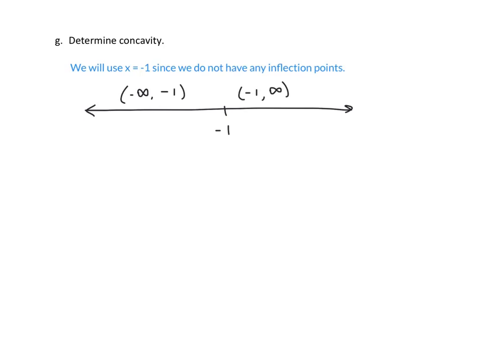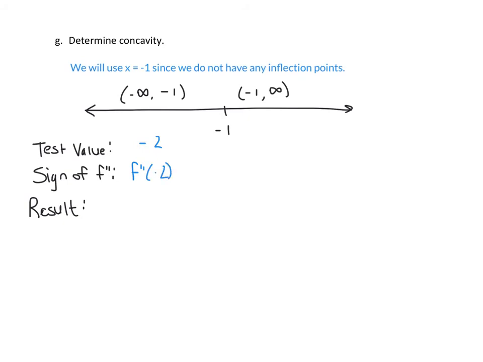Next, we want to determine concavity by using our second derivative. So I can pick a test value out of the interval -infinity to -1. For example, I could choose, say, -2. Plugging -2 into our second derivative, f double prime of -2 turns out to be a positive value. It is greater than 0. So this tells us, since the second derivative is positive, that we are concave up on this interval.